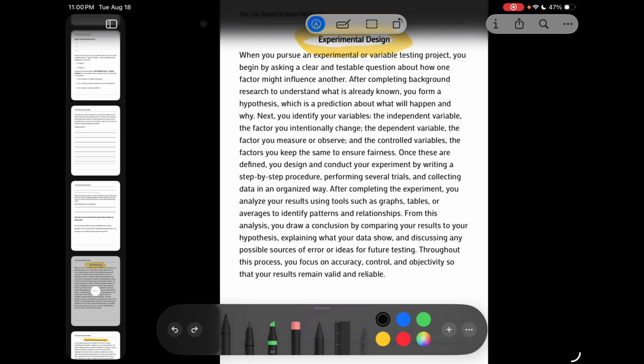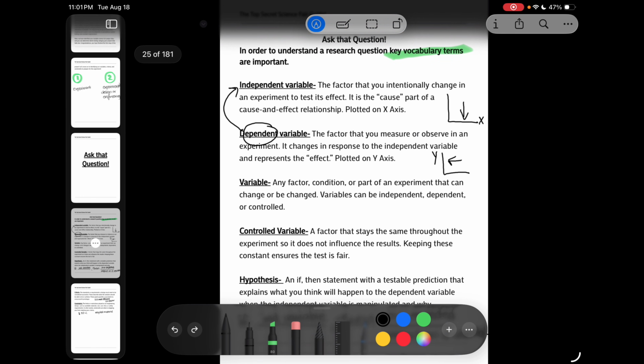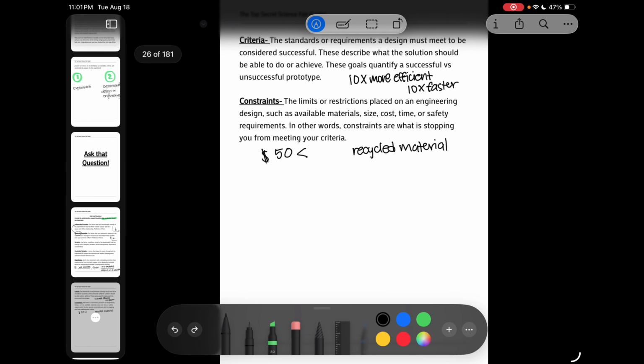At the end of our video, my expectation is for all of you to go and practice these terms that we've explained all together and write down what you think an independent variable means, a dependent variable means, a variable, a controlled variable, a hypothesis, and then constraints and criteria in your own words in the Google Doc that we've been working in. And then while you're writing that down, think about how these might apply to your project, and that'll kind of get you started on designing your experiment.